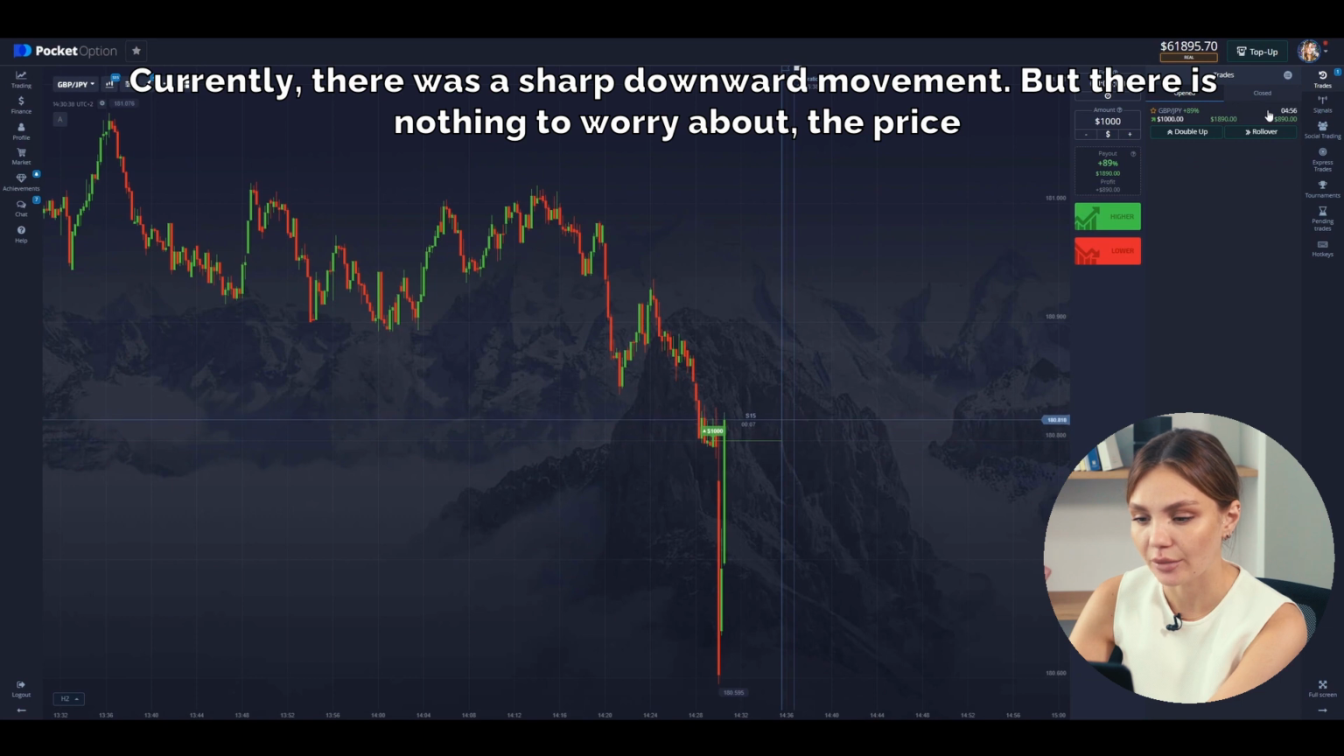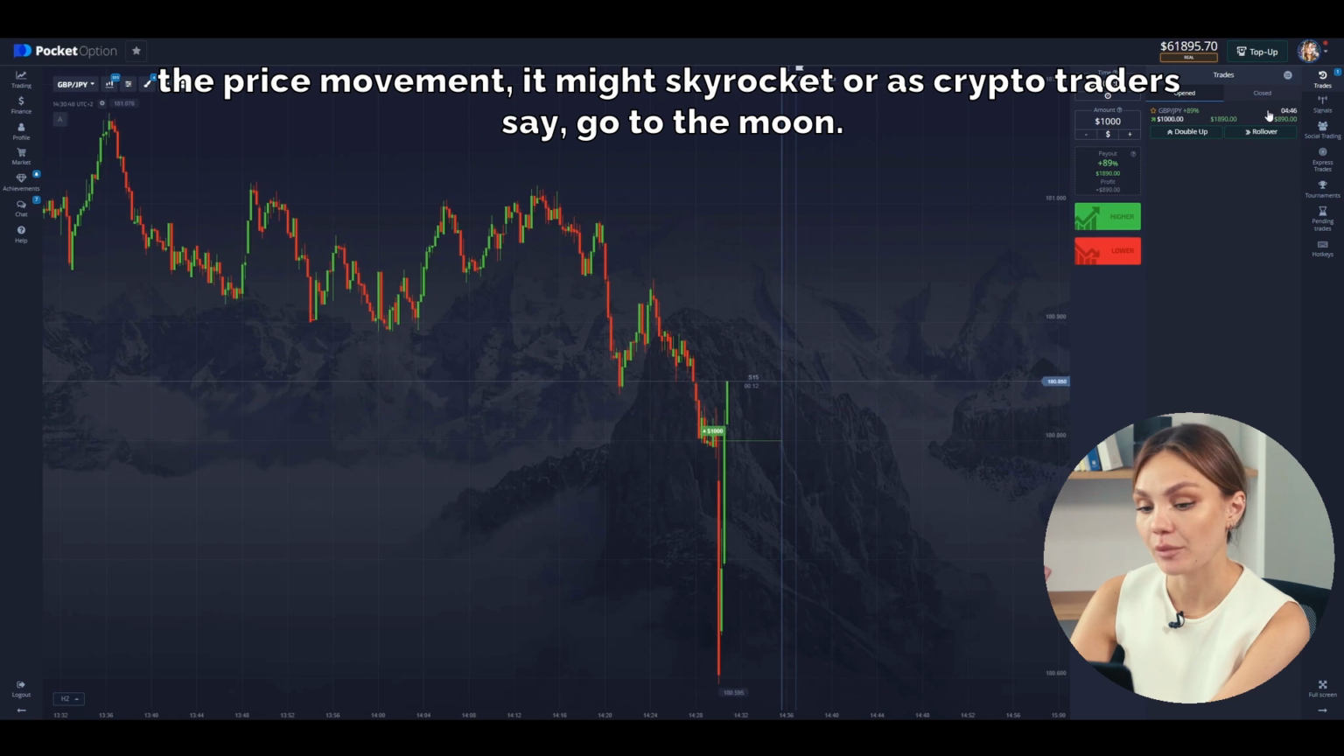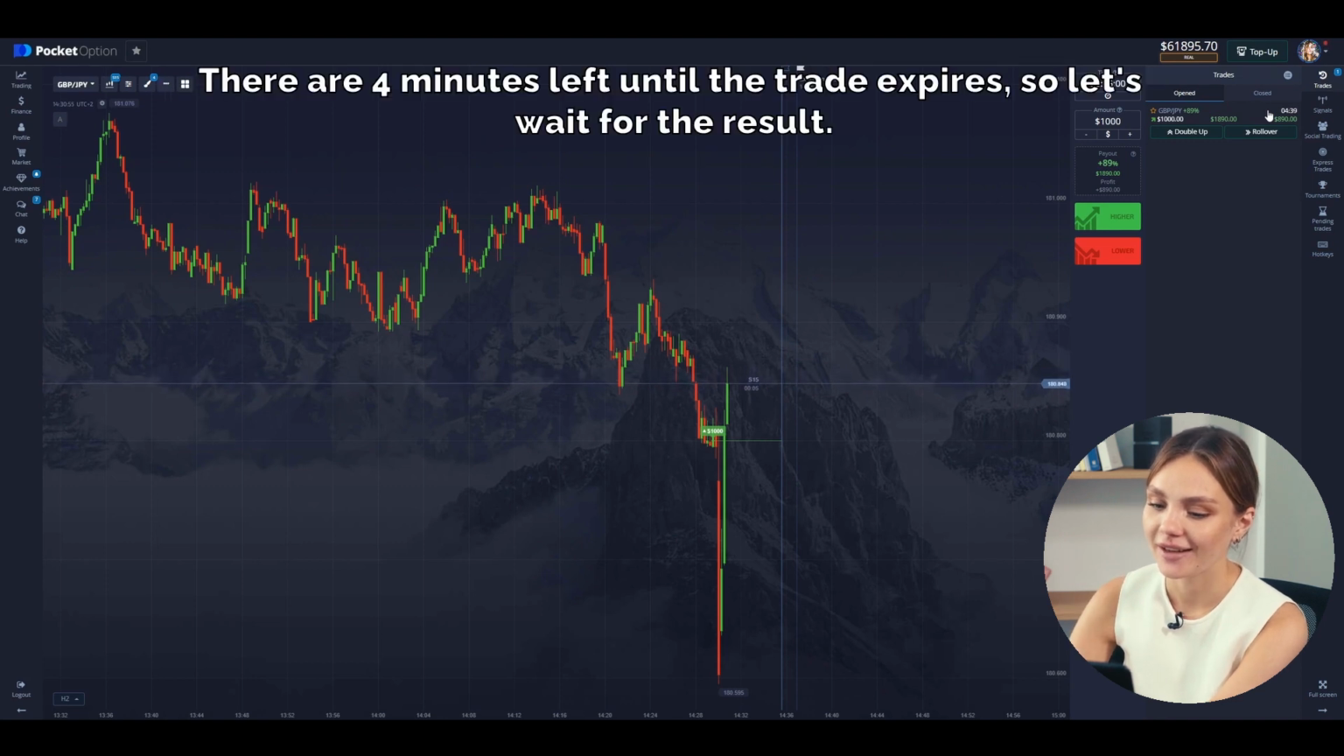Currently, there was a sharp downward movement, but there is nothing to worry about. The price has already returned to my entry level and I still have enough time. Moreover, judging by the price movement, it might skyrocket or, as crypto traders say, go to the moon. There are 4 minutes left until the trade expires, so let's wait for the result.